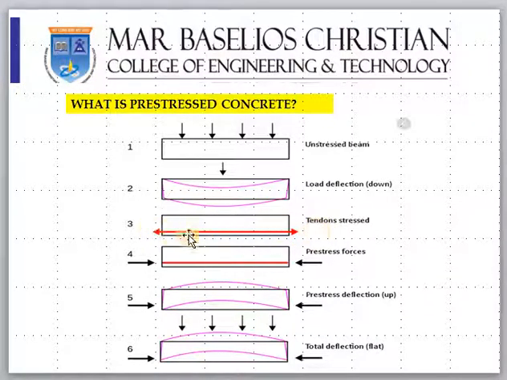Think that I am pulling it, and I cast the concrete with the fully stretched steel. After 28 days, the concrete will set, so I will cut the steel. What happens? The steel will try to come back to its original location, but it cannot, because the concrete is set. So a compressive force is induced. Right here, you see the arrow, compressive force.